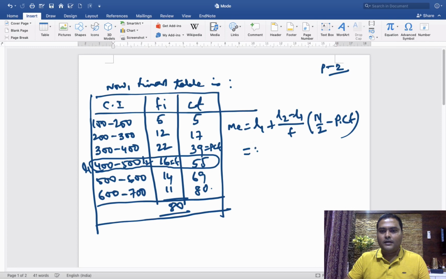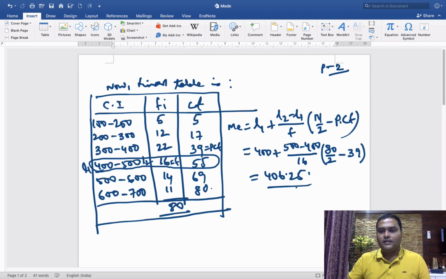So we apply all of this: 400 plus 500 minus 400 divided by 16, into n by 2, which means 80 by 2, minus PCF, which is 39. If you calculate, we will get 406.25. So this is the median value which we had to calculate. This is the answer: the median value is 406.25.